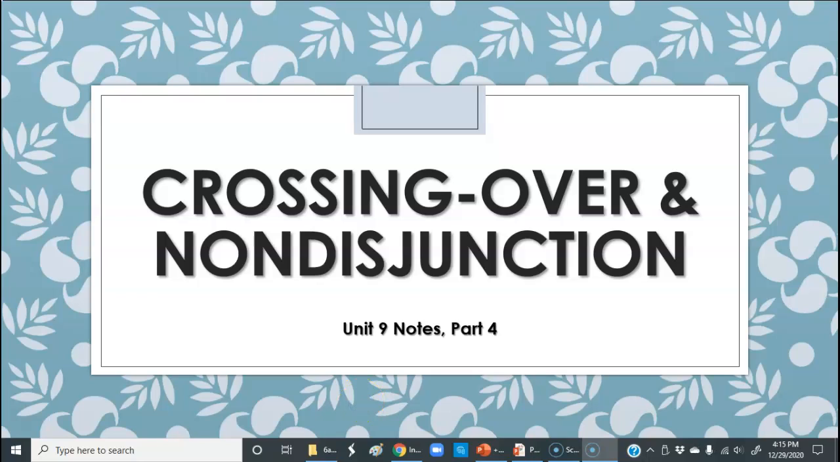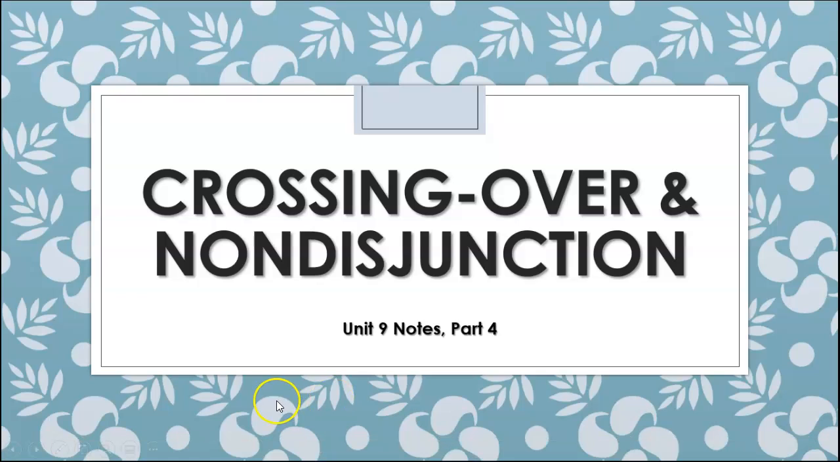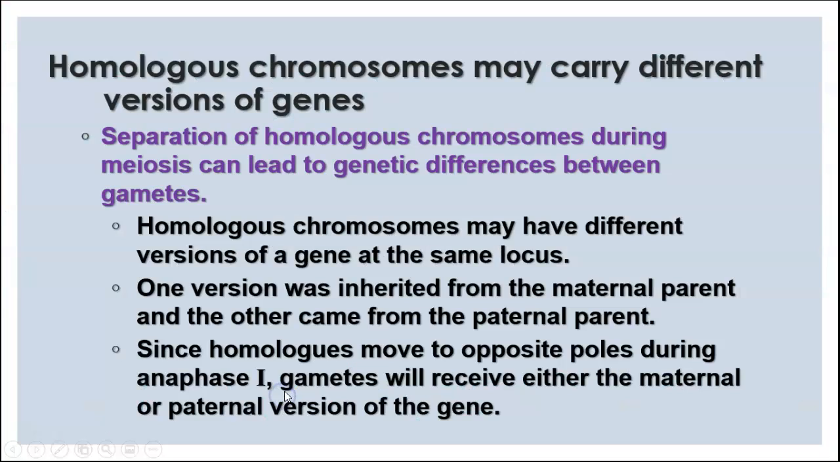This is the last part of Unit 9 Notes, Part 4, which goes into a little more detail about crossing over and some accidents that can happen during meiosis called nondisjunction. When we talked about before, remember that in meiosis, the homologous chromosomes are going to get separated from each other, and this can lead, of course, to differences between gametes, which we want.